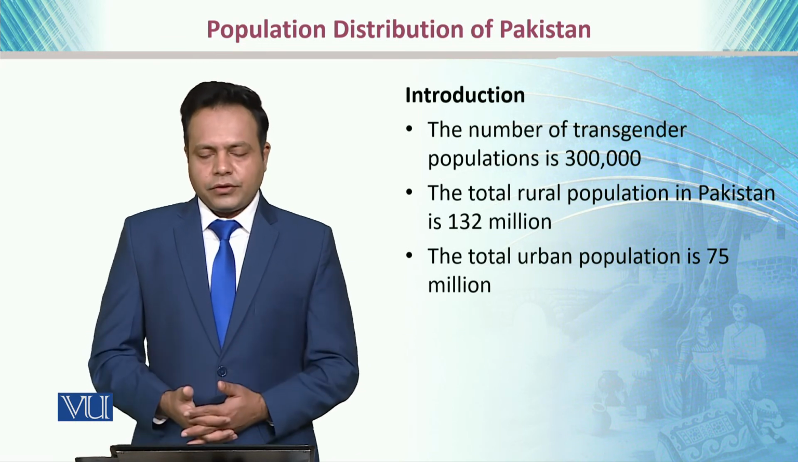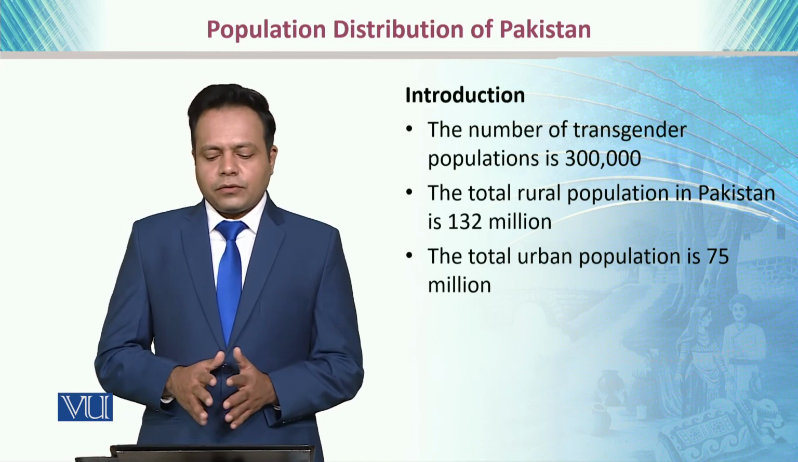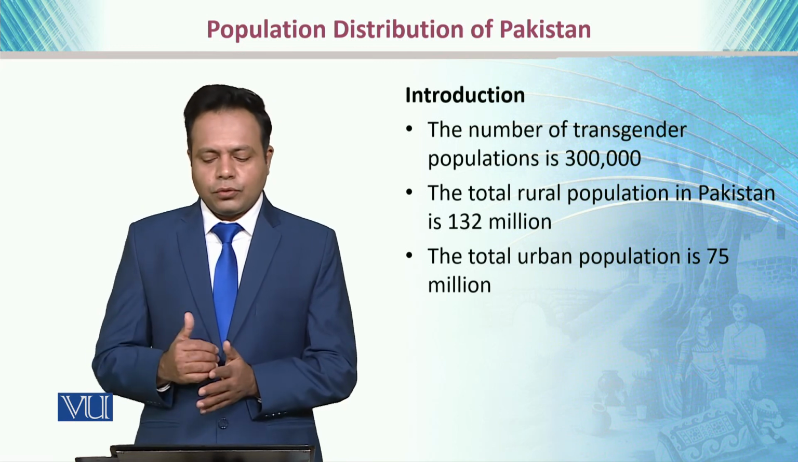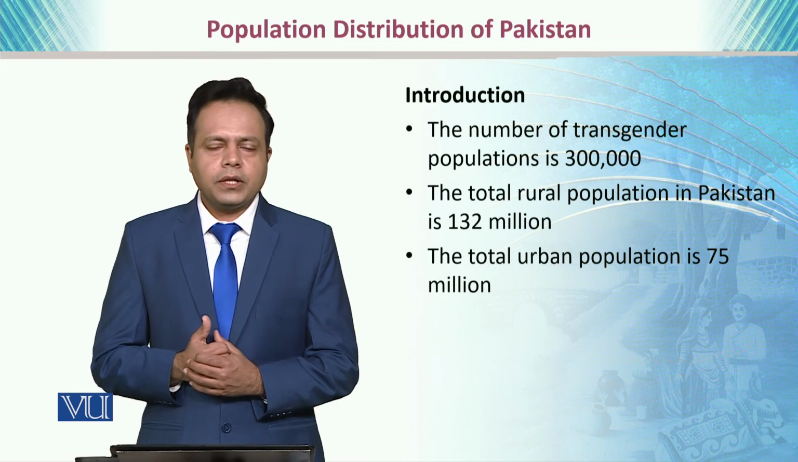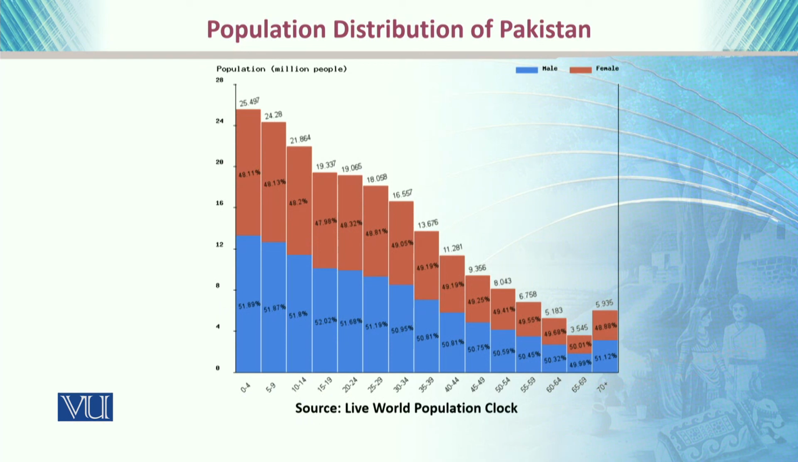The transgender population is estimated to be 300,000, whereas the total rural population is 132 million, as compared to the 75 million people who are living in the urban areas. Here you would find the comparison based on certain age groups of the Pakistani population. From 0 to 4 we have 25% of the population, and then from 5 to 9 we have 24, from 10 to 14 we have 21, and similarly.